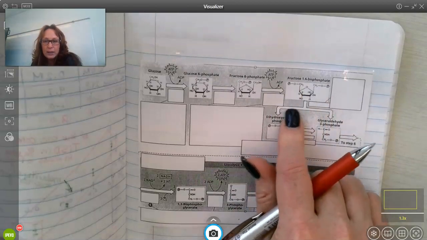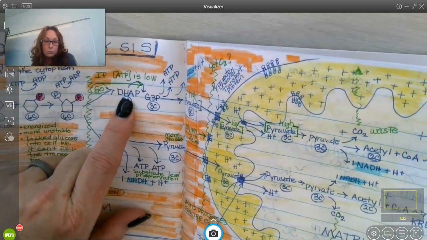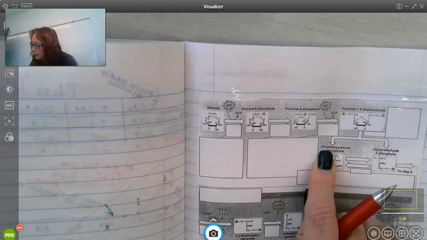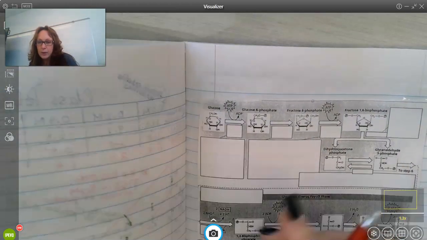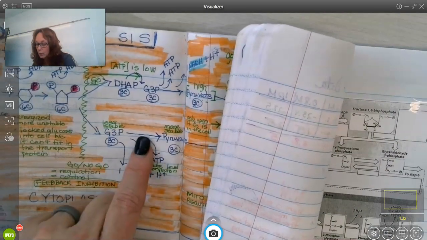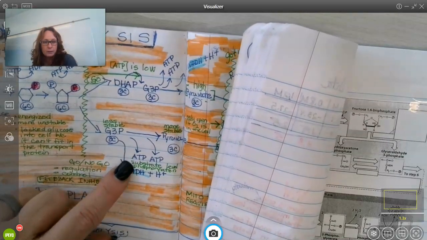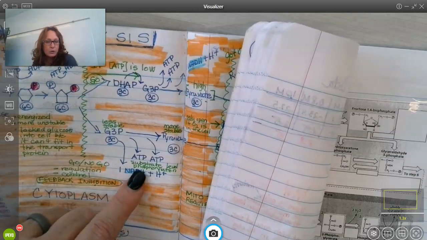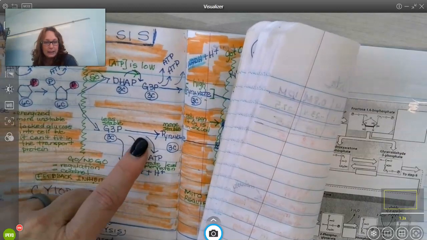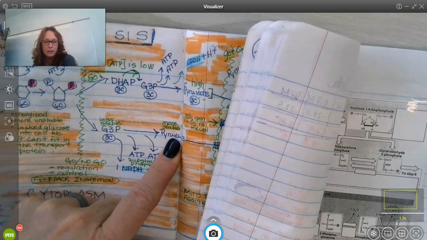Once it splits, we showed that you have this, which we wrote the easy way, DHAP, and then glyceraldehyde 3-phosphate, which we wrote G3P. Then we put an arrow here. We said at some point you're going to get some electrons released, and you're going to generate an ATP twice per glyceraldehyde 3-phosphate before you end up with pyruvate.